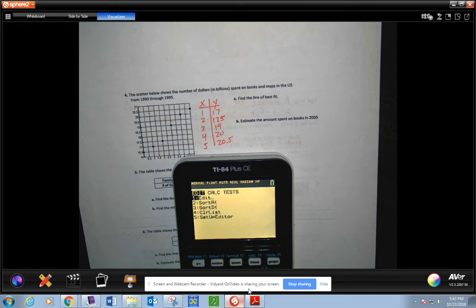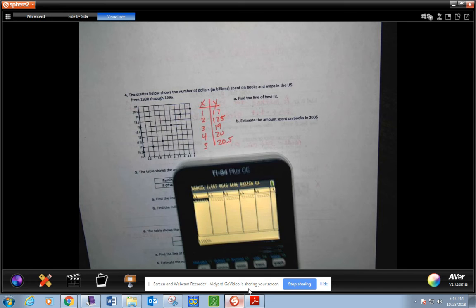Okay, so what I'm going to do is I'm going to go back to stat and hit enter on edit. I'm going to go up to L2 and hit clear. I'm going to move over and go up to L1 and hit clear. And I'm going to type in my new information. I've got 1, 2, 3, 4, and 5. Okay, and then I'm going to move over and I've got 17, 17.5, 19, 20, and 20.5.